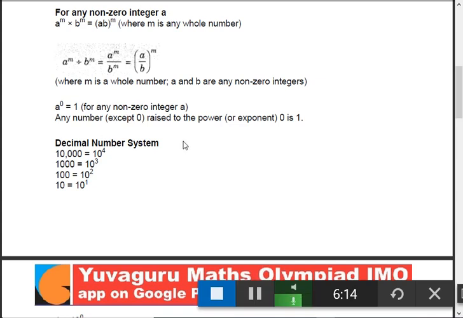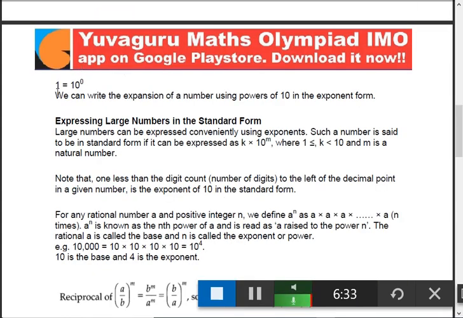So what are the decimal forms? 10,000 means 10 raised to 4. 1,000 is 10 raised to 3, right? Just count the zeros and add the power. 100 is 10 squared, and 10 is 10 raised to 1. Remember this, 10 equals 10 raised to 1. This is important. Remaining all things we remember. And the last one is more important: 1 equals 10 raised to 0.